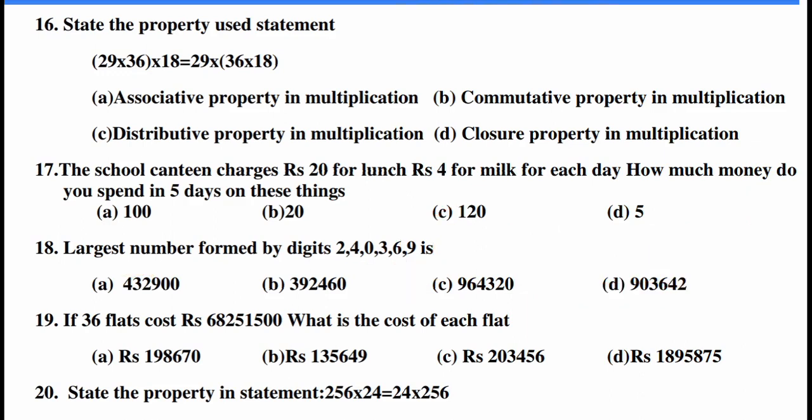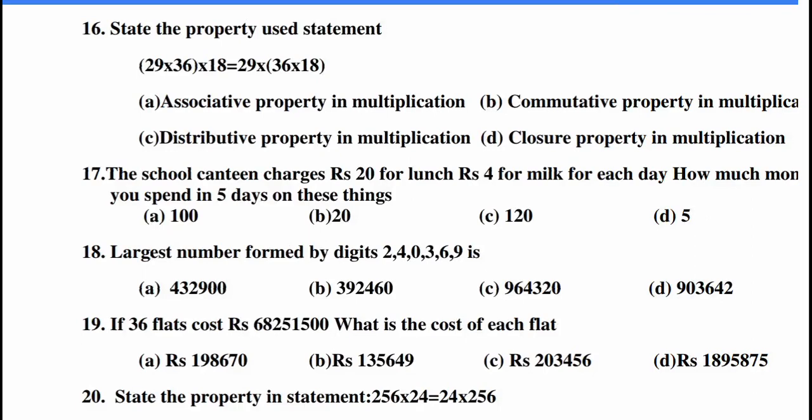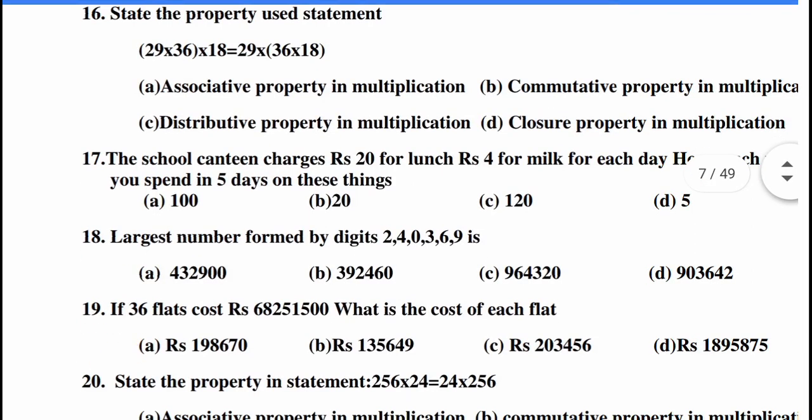Question number 19. If 36 flats cost rupees 6 crore 82 lakh 51,500, what is the cost of each flat? So here we have to do division of this amount by 36, so we can get the number. By doing division we get the answer A.